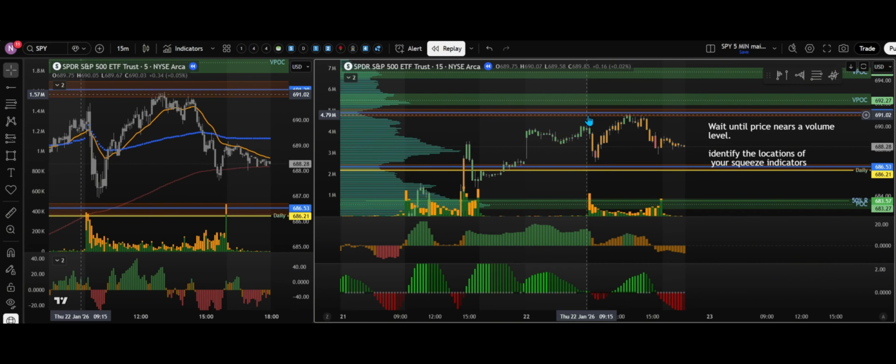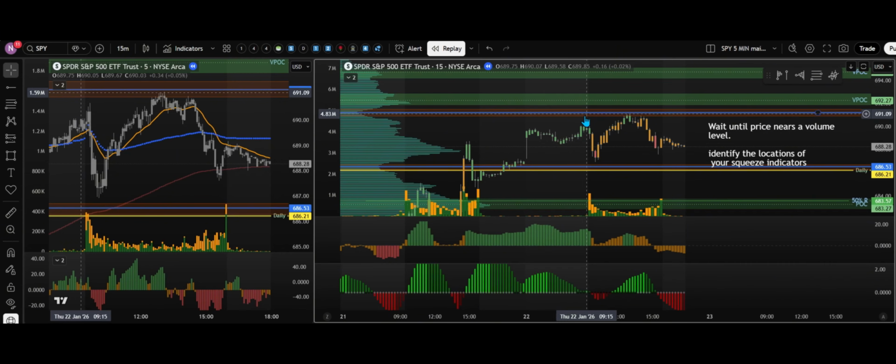Trading is really statistical in nature, right? Anything could happen at any given time. We could open and the market could go to zero. It's just not statistically likely. So it's your job as a trader to identify what is the most likely outcome given the location of the current price, the location of the volume levels, and the current momentum of buyers and sellers.